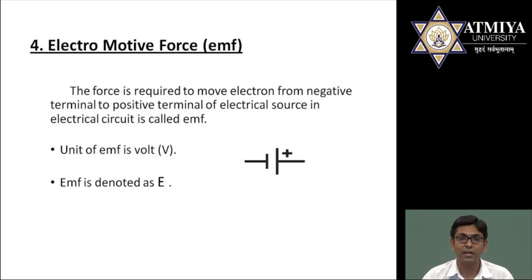Now let us go towards next definition, and that is electromotive force. And what is that? The force required to move electron from negative terminal to positive terminal of electrical source in electrical circuit is called EMF, that is electromotive force, and the unit of electromotive force is also volt.